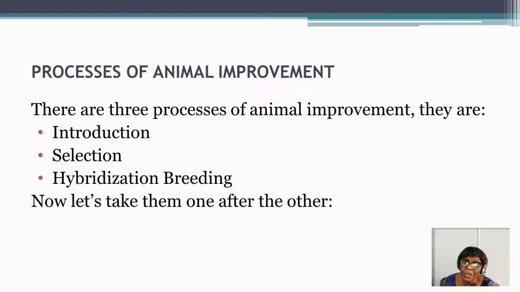The animals that are not even available in this environment, then you bring them in, introduce them into the new environment. And when they come, if the weather, the climate, the environment suits them, then you see that they will do well, even better than the animals that were already there. These new animals, we call them exotic animals. Then the animals that were originally in the environment are called local animals.